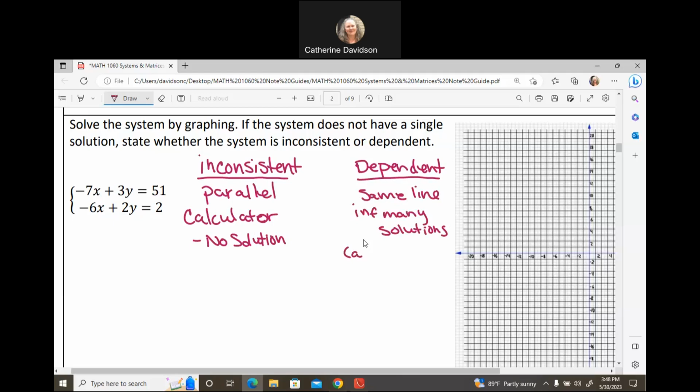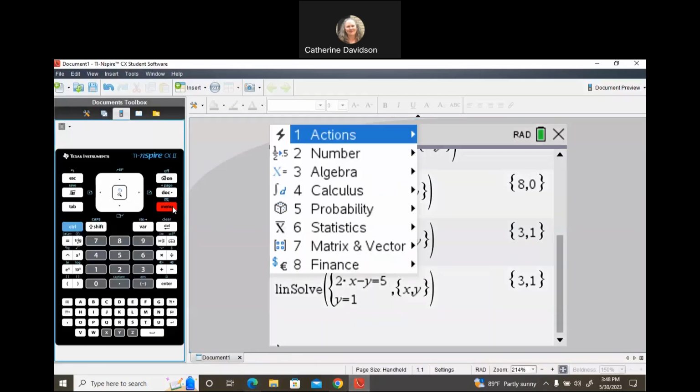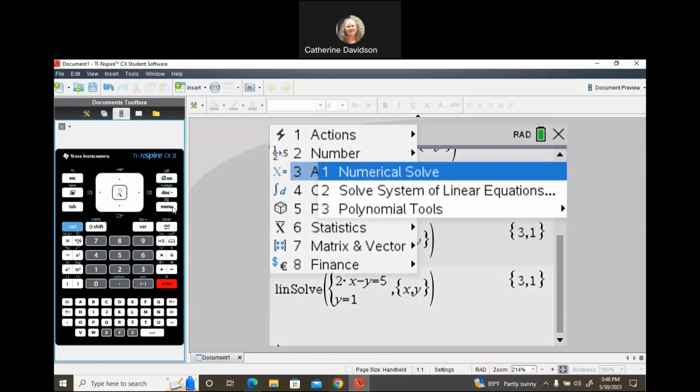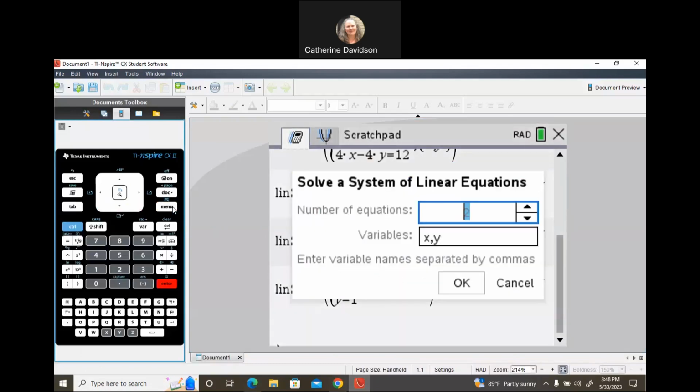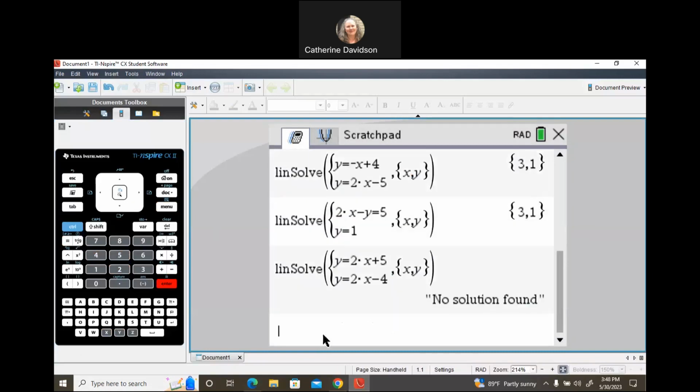And in the calculator, you get something weird. You get like C1, C2, and I'm going to show you a couple of those. I'm just going to make a couple up. We're not going to work that last one. All right, we want ones that are parallel. Parallel lines have the same slope. So no solution found, they don't ever cross. There's no solution. Those are inconsistent.